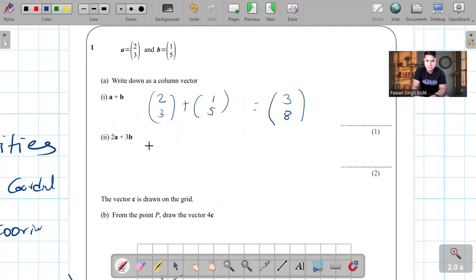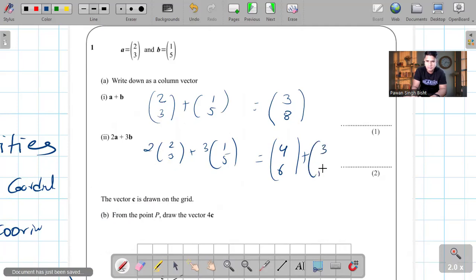Next is 2a plus 3b. So 2 times (2, 3) plus 3 times (1, 5). The 2 multiplies with both components, so it becomes 2 times column vector A, which is (4, 6), plus 3 times column vector B, which is (3, 15). If you add it, 4 plus 3 is 7, and 6 plus 15 is 21. So my answer is (7, 21), the column vector 2a plus 3b.